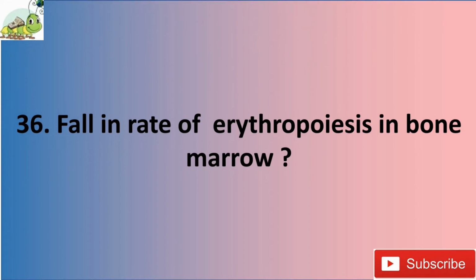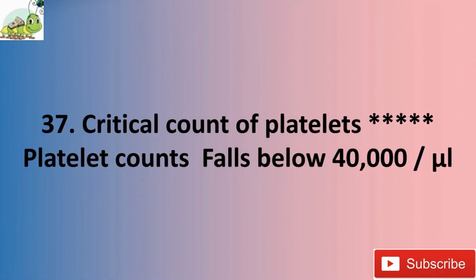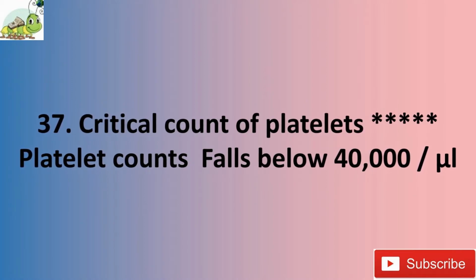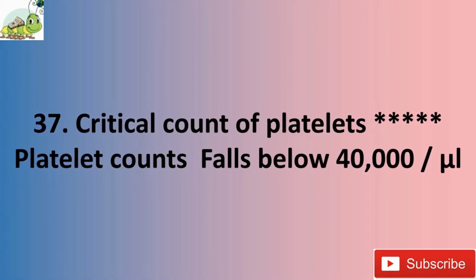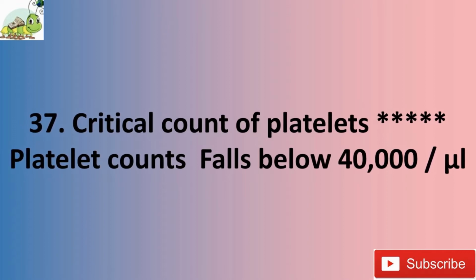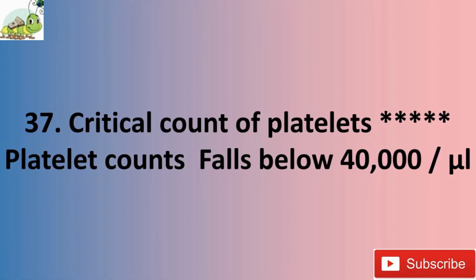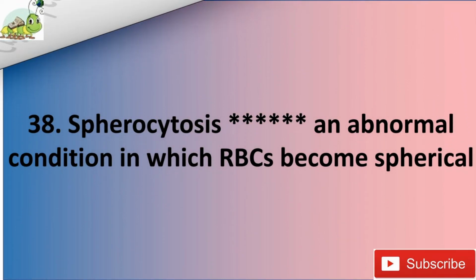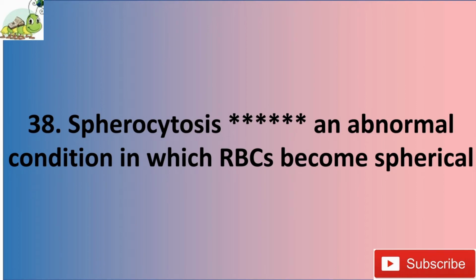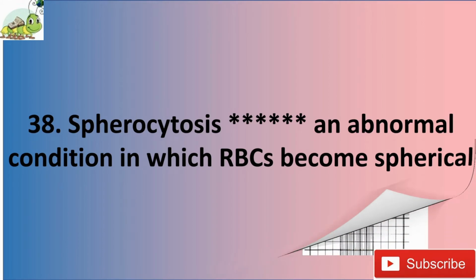Point number 36. Fall in rate of erythropoiesis in bone marrow is called aplastic anemia. Point number 37. Critical count of platelets, that is platelet count, falls below 40,000 per ml. Point number 38. Spherocytosis, an abnormal condition in which RBCs become spherical.